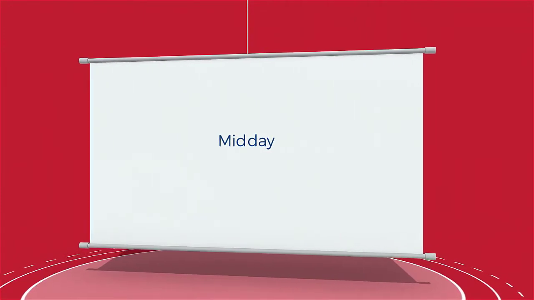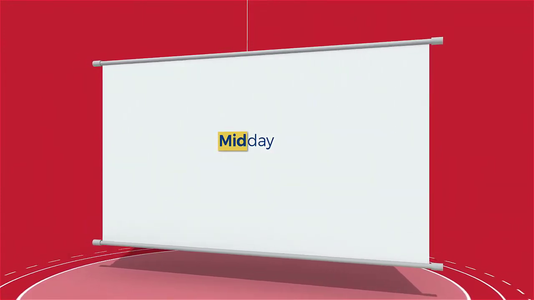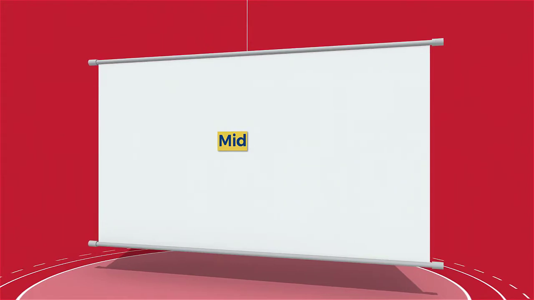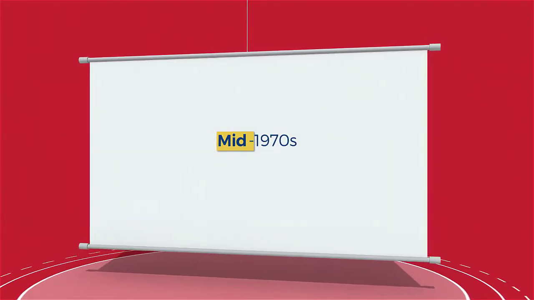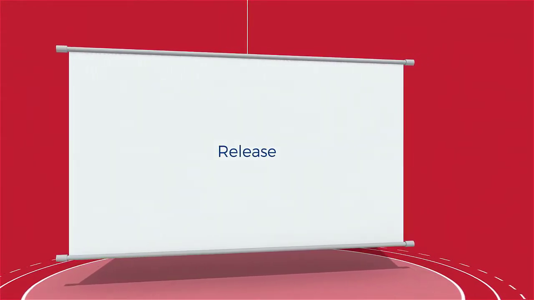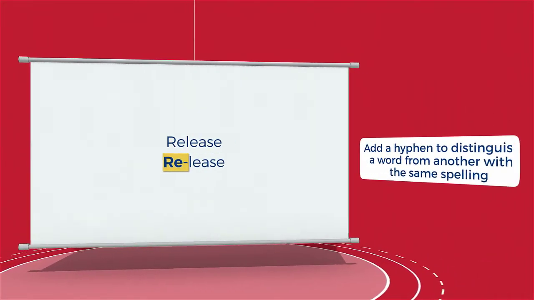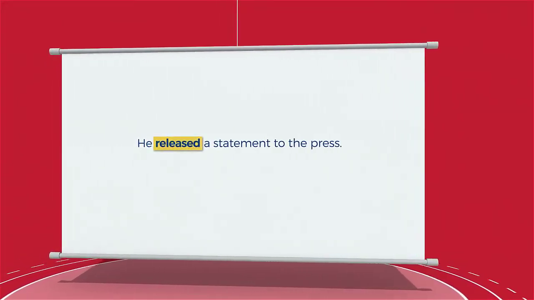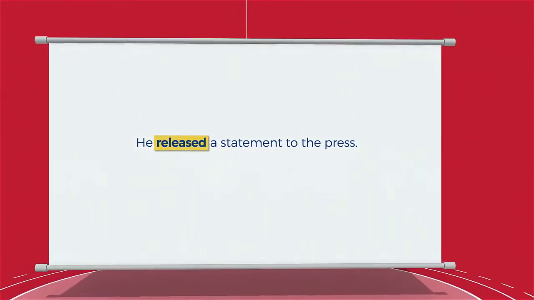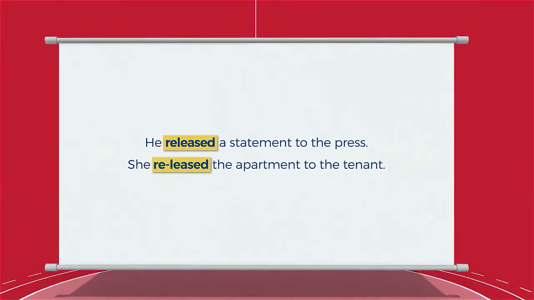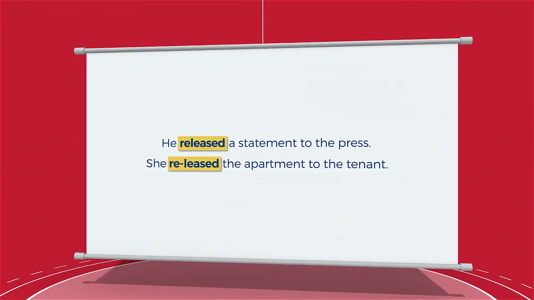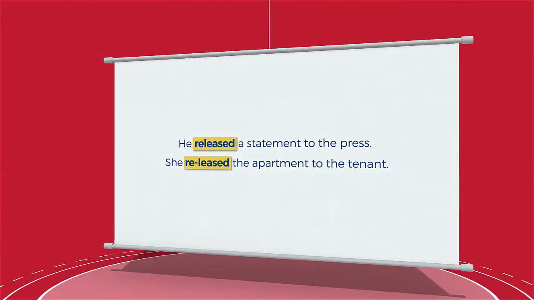Normally, the prefix mid doesn't require a hyphen, as in midday. But when mid is followed by a number, you must use a hyphen. For example, when you're talking about the mid-1970s or the mid-20th century. Likewise, the prefix re, which means again, doesn't usually need a hyphen after it. But you should use a hyphen with re when you want to distinguish a word from another with the same spelling. For example, release without a hyphen after the prefix re is a statement to the press, but re-lease with a hyphen after the prefix means leasing a property to a tenant again.